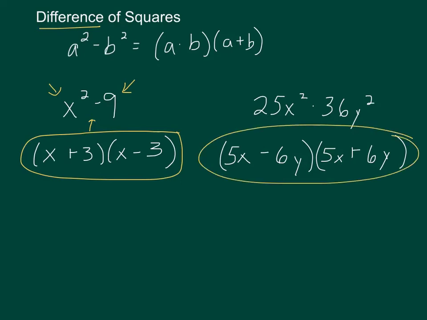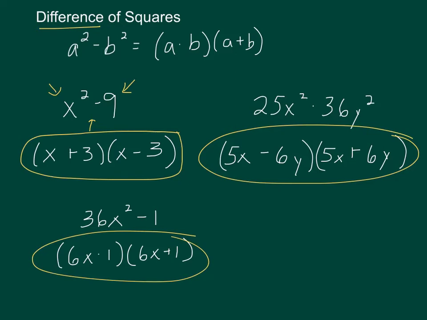The order doesn't matter. If we have something like 36x squared minus 1, don't forget that minus 1, square root of 1 is 1. So we get 6x minus 1 times 6x plus 1.